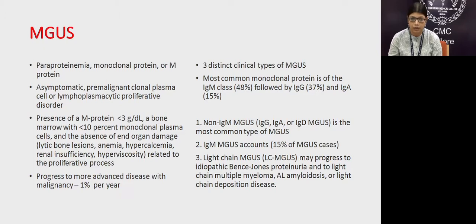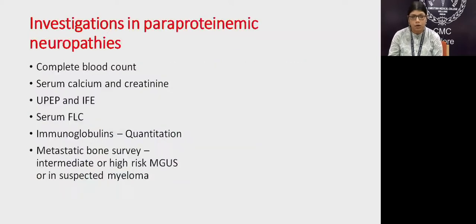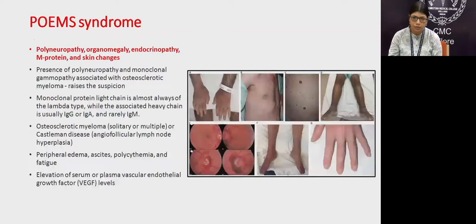This MGUS comes under the various paraproteinemic neuropathies. There are three different clinical types which can present as neuropathy. The most common is the IgM class. The second is the non-IgM, and the third is the light chain MGUS, which can evolve into multiple myeloma and AL amyloidosis. When considering paraproteinemic neuropathies, we should always look at the calcium, immunofixation electrophoresis, serum electrophoresis, urine protein electrophoresis, free light chains, immunoglobulins, and do a basic metastatic bone survey to see if they have evidence of MGUS, or if they have already progressed into a myeloma or a light chain disorder. POEMS syndrome, most of us are aware of and would have seen at least one patient during our MD.